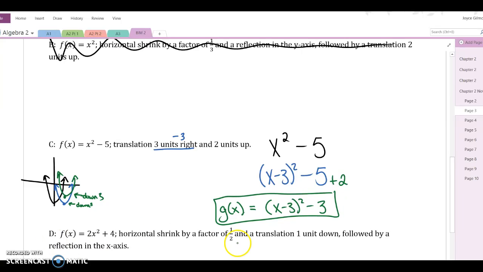D also involves horizontal stretches and shrinks, so not going to do it.